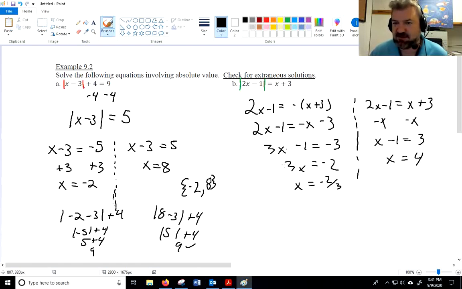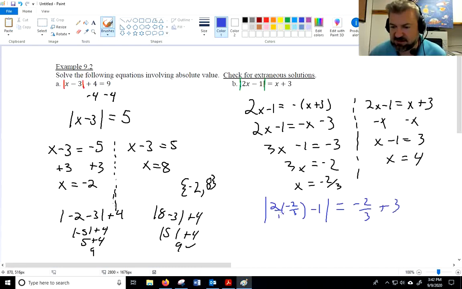So we need to test each one of these expressions. I have 2 times negative 2/3 is, well, I'll write it out. Don't want y'all to get mad at me for not showing my work. Okay, equals negative 2/3 plus 3. All right, so when you multiply a whole number times a fraction, you go top times top, bottom times bottom, reduce if you can. I can't reduce, but I get negative 4/3 minus 1 in absolute value bars.